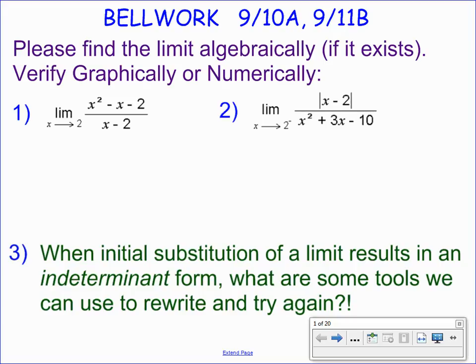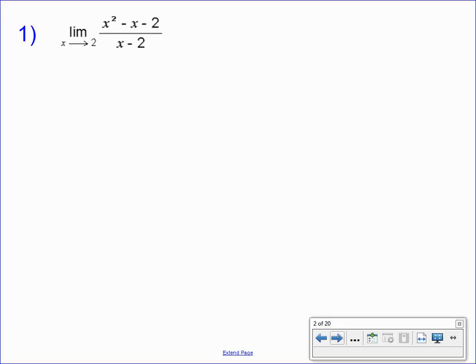As I look at my first limit, we always want to try direct substitution first to see what we're dealing with. If I do direct substitution with my x value of concern, in this case x equals 2, into my original, I'd be getting 2 squared is 4 minus 2 all over 0, so I'm getting 0 over 0. My initial substitution results in an indeterminate form. If I have an indeterminate form, it means I can't tell what the value of the limit is or isn't simply by looking at the expression. We've got some work to do.